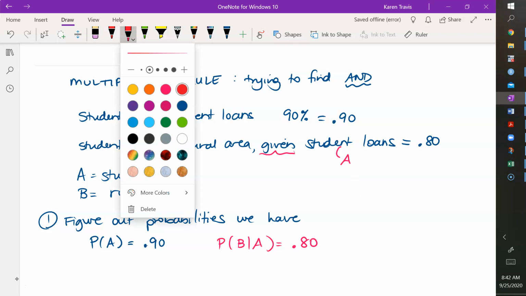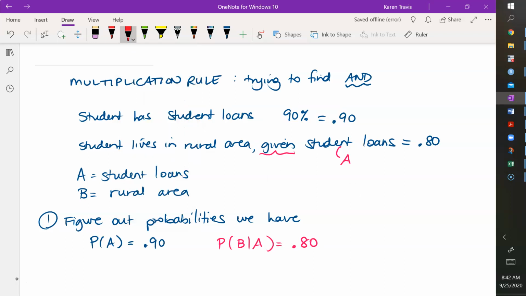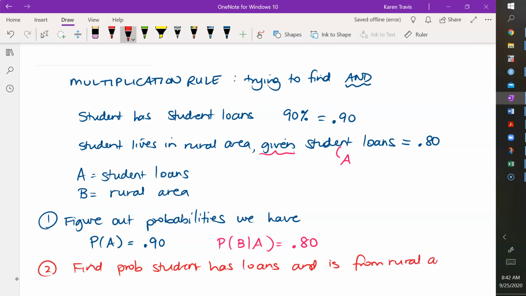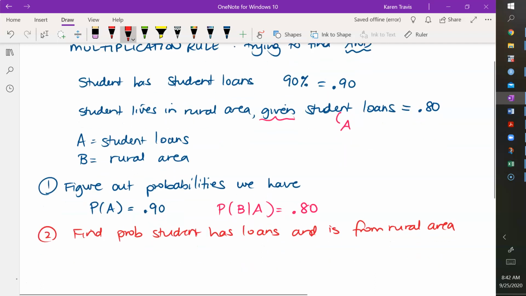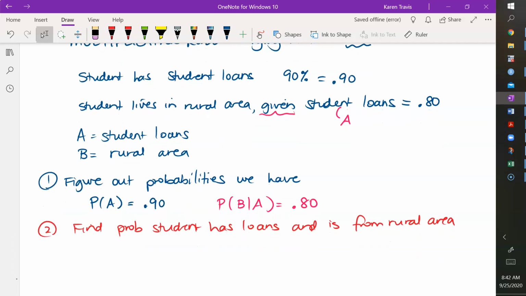And let's say it asks us, find the probability that a student has loans and is from a rural area. So what we basically want is, out of all students, what's the chance both things are true, but there's no given there. There's an and.